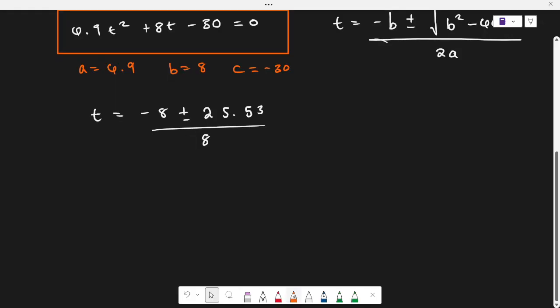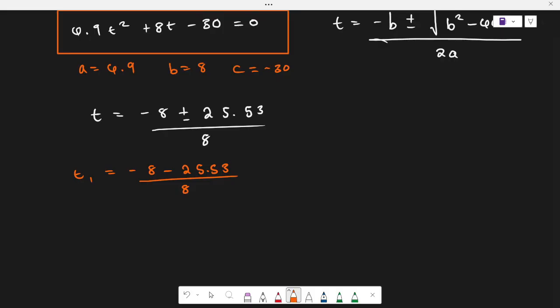This gives us two values. We've got one value of t, we can call it t1, which is equal to negative 8 minus 25.53 over 8. And we've got a second one, t2, which is equal to negative 8 plus 25.53 over, I said 8, it's supposed to be over 9.8. Sorry for that. Here we have 9.8.